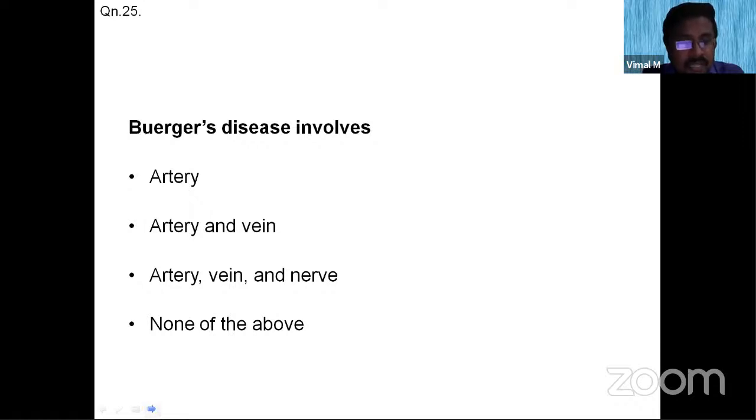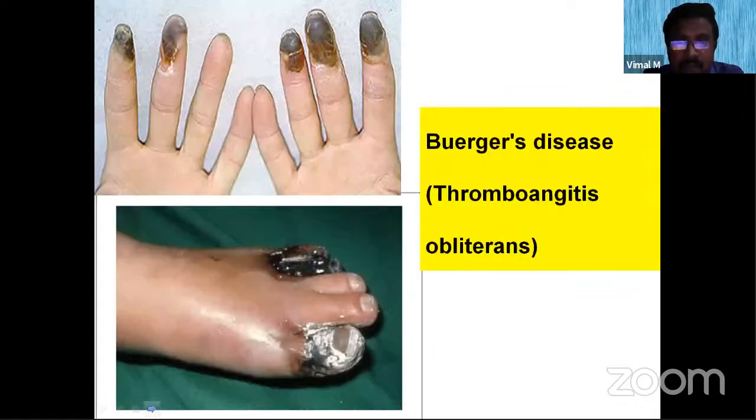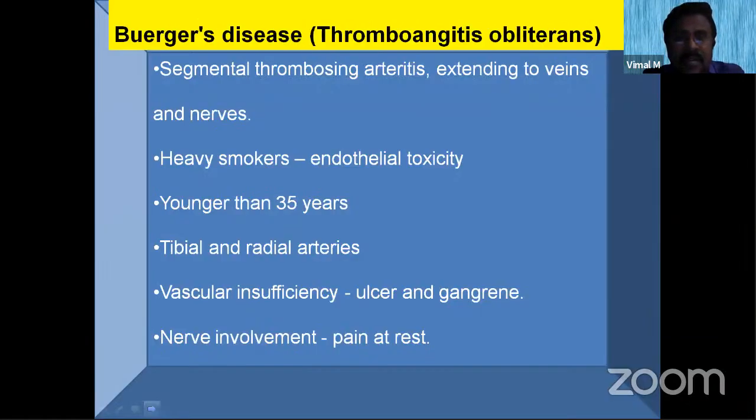Buerger's disease involves artery, artery and vein, artery, vein and nerve, none of the above. So what is Buerger's disease? Buerger's disease is otherwise called as TAO, that is thromboangiitis obliterans. It is nothing but a segmental thrombosing arteritis extending to the veins and nerves.